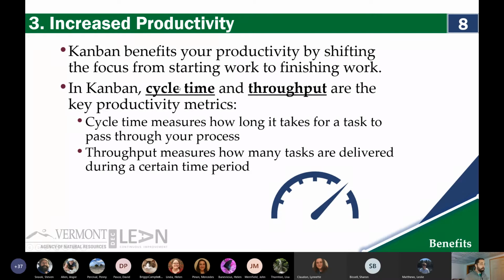So Kanban boards allow us to track cycle time and throughput. Cycle time is how long it takes for a task to move through the process, like what I just talked about. Throughput measures how many tasks are being delivered during a certain time period. So there's a lot of ideas of seasonality of things that may or may not represent reality. We can see it happen in live environments on Kanban.